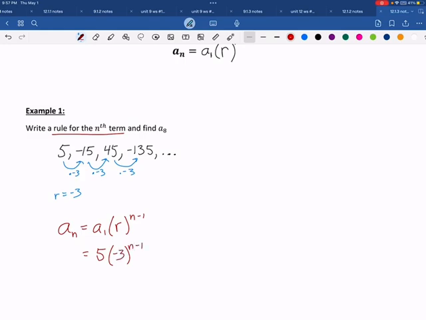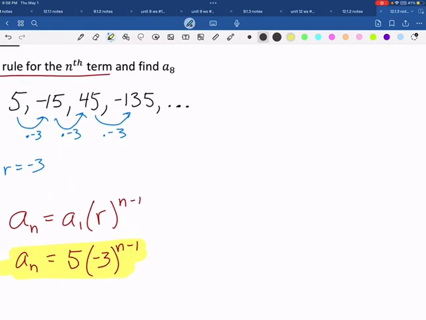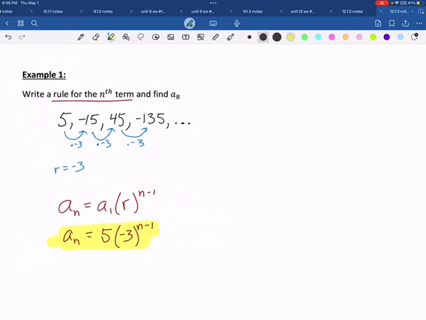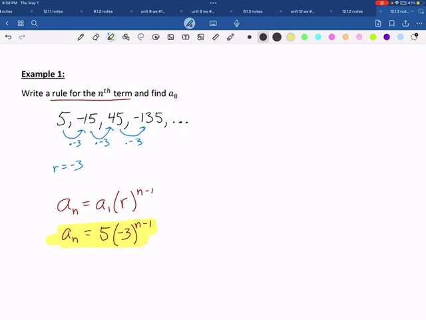And that's it. There's no solving to do because the geometric sequence is already simplified as much as it can be. Do not multiply 5 times -3, because that would go against order of operations. So that's my nth term, and now I can find any term that I want. I'll find A8 by plugging in 8.